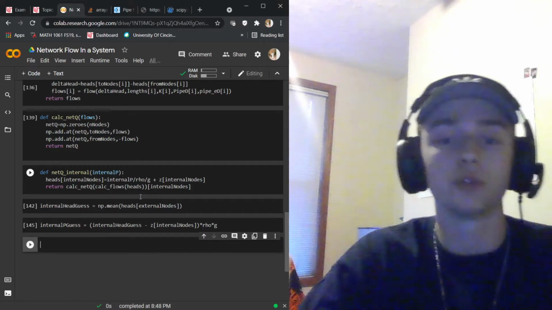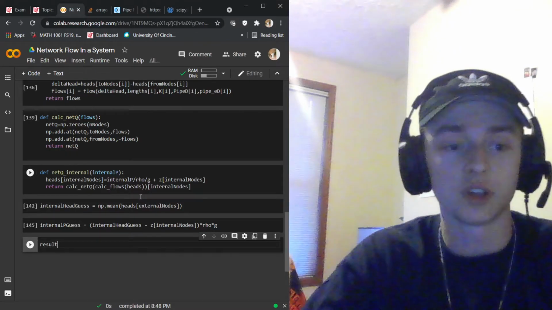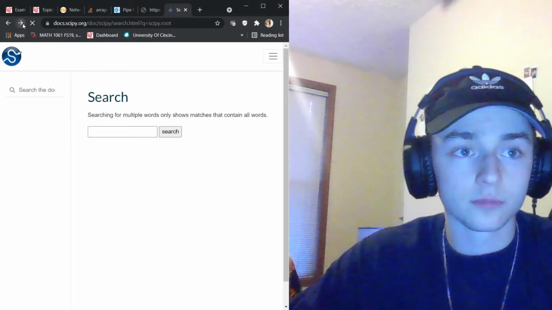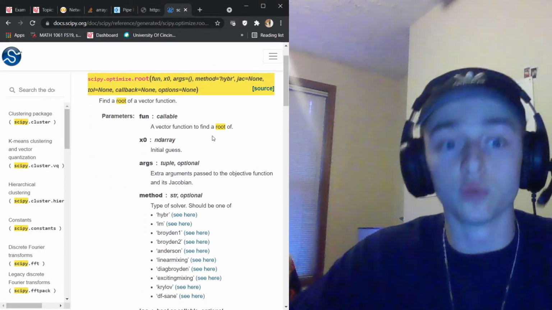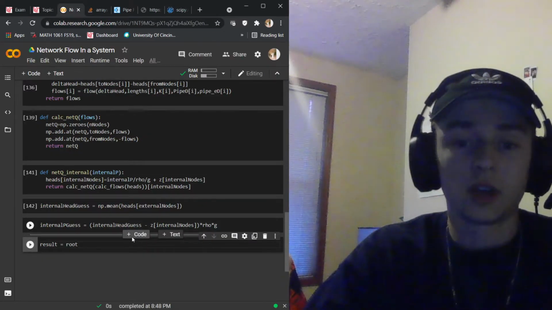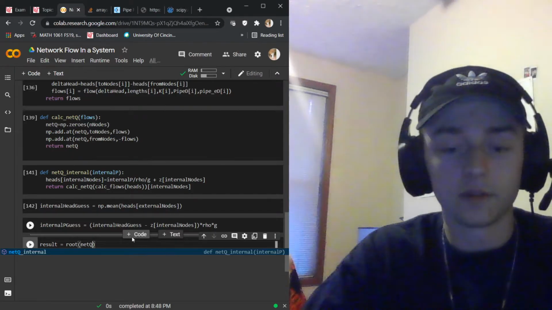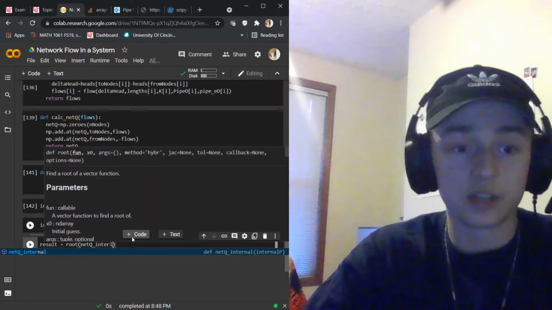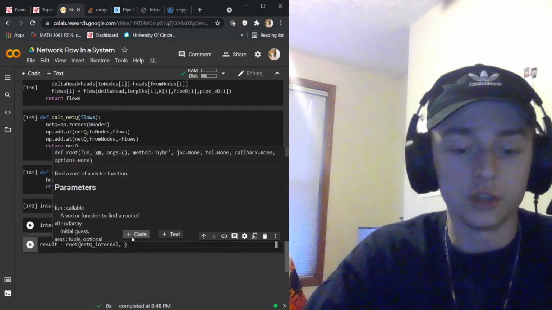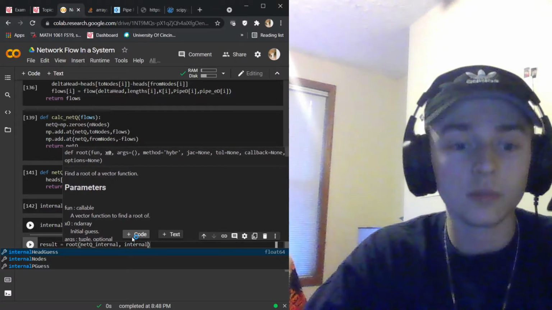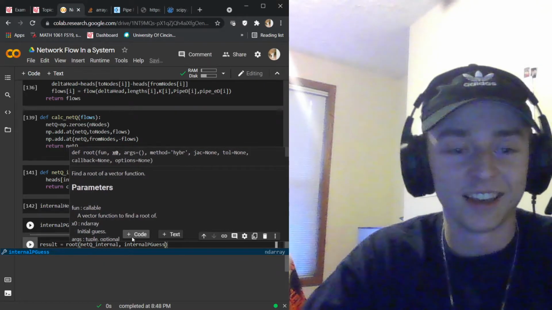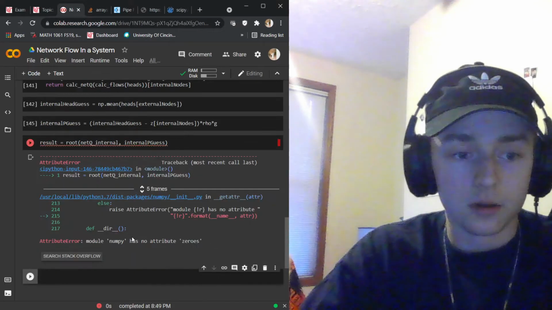And so now, what I'm going to do is get the result of our internal pressures in all of our nodes from our system. Using the root function, we're going to find the root of a vector function flow. And we're going to say, okay, give me the root of the net flow in our system internally, using the internal pressure guess.